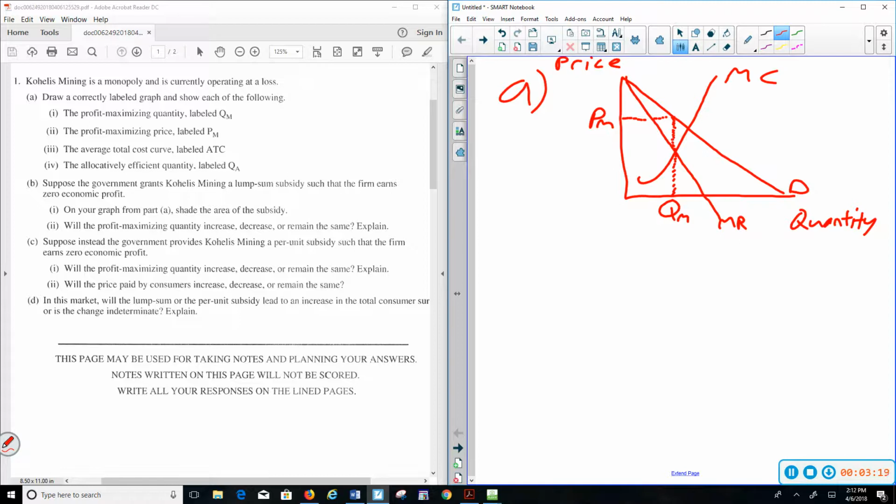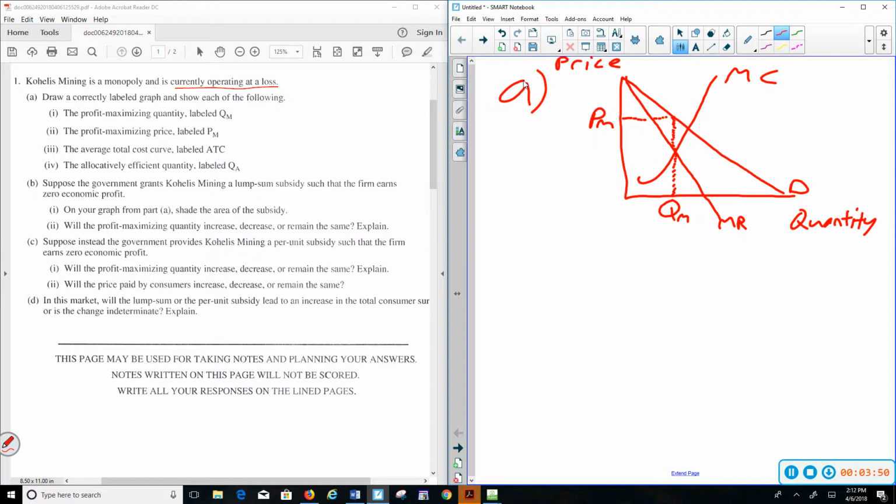The next thing it wants us to do is label our average total cost curve. Now remember, the problem told us that we're currently operating at a loss. If we are currently operating at a loss, that means that our average cost is higher than the price that we're getting per item. If we're having to pay more in cost than we receive per item we sell, we're operating at a loss. So the average total cost curve has to be somewhere above the demand curve, right?